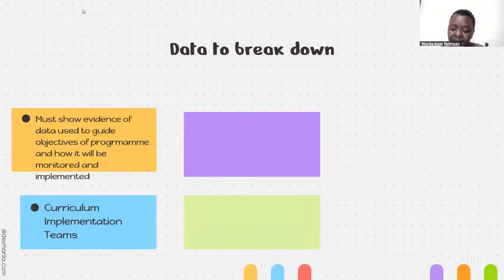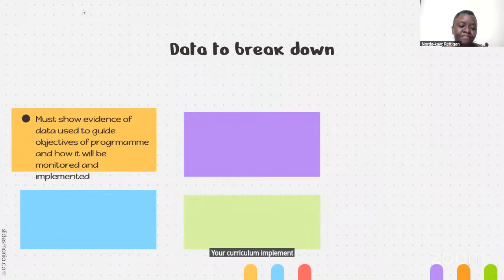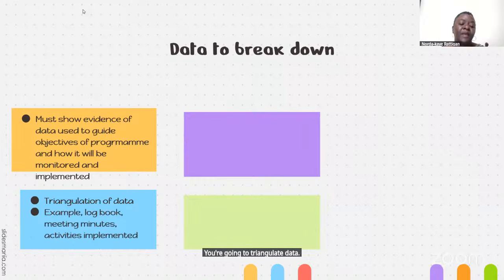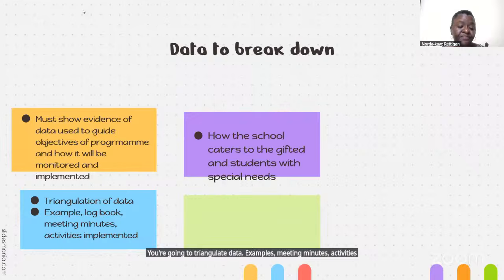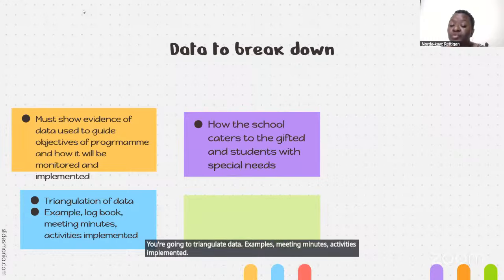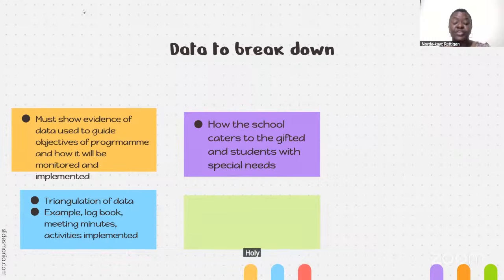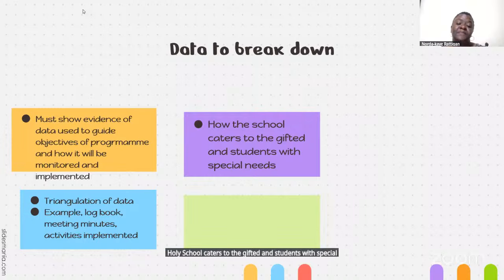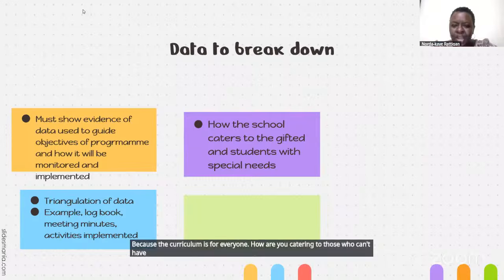Your curriculum implementation team, you're going to triangulate data, examples, meeting minutes, activities implemented, how the school caters to the gifted and students with special needs. Because the curriculum is for everyone. How are you catering to those who can't have access to the entire curriculum?